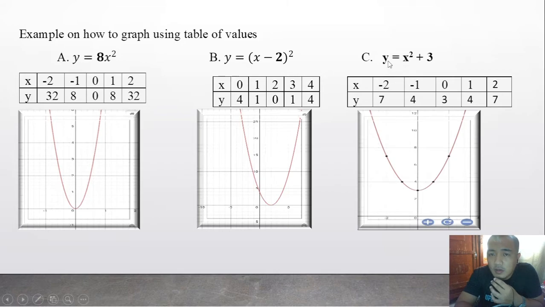While we have here y equals x squared plus 3, shifted 3 units upward compared to the graph of y equals x squared because k is positive 3. Here h is positive 2, so shifted to the right. And the value of a is 8, so this will become narrower compared to the one with the value of a, which is 1. So let's proceed to exercises.